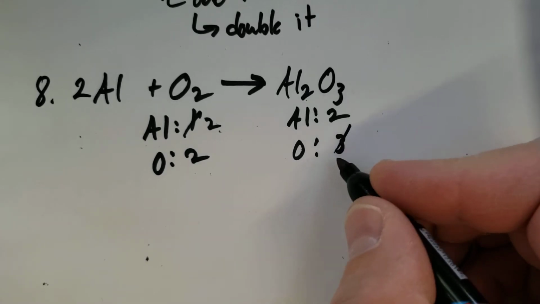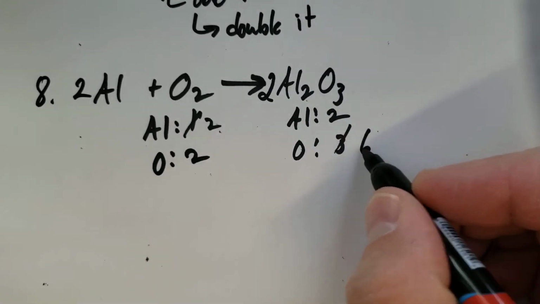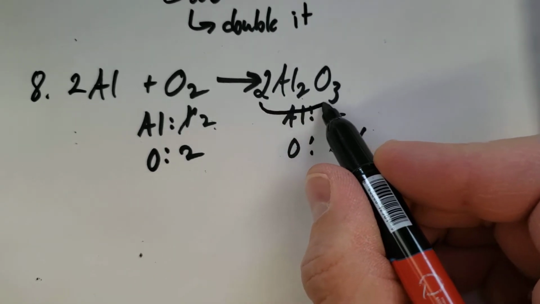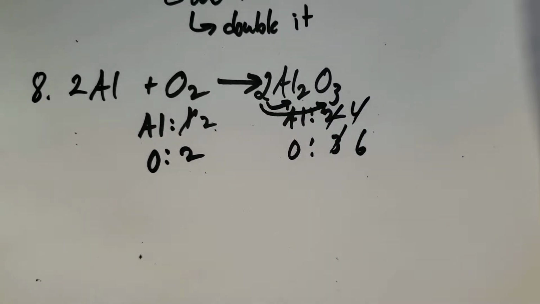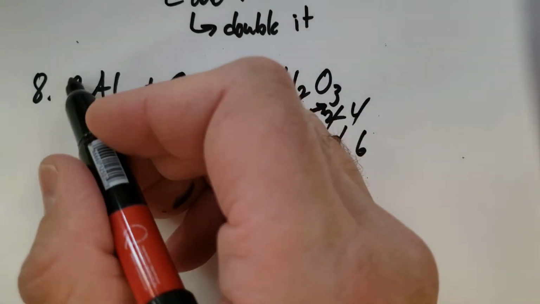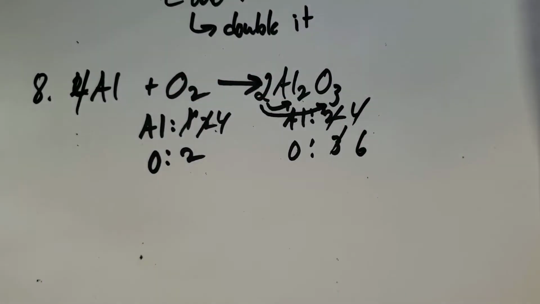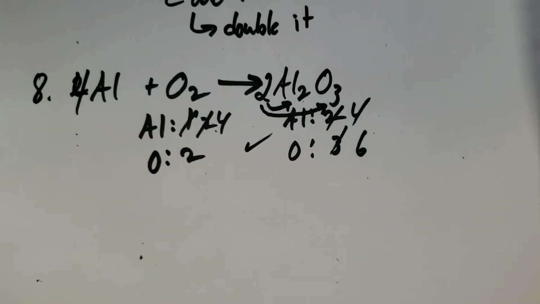So if I double this, so put a 2 in front of here to double that, so we have 6, because 2 times 3 is 6. 2 times 2 is 4. And then, oh yeah, I could go back and make 4 here by changing that to 4 aluminum. So 4, 2, 4, 2.